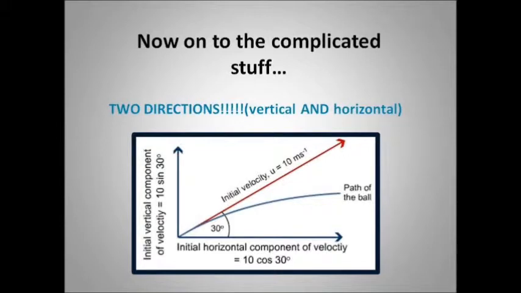Here's where it starts to get a little bit complicated. When we move into projectile motion, there's two components, the x and the y direction. So with things like velocity, we're going to go 10 sine of 30 to find it in the y component, and 10 cos of 30 to find it in the x.